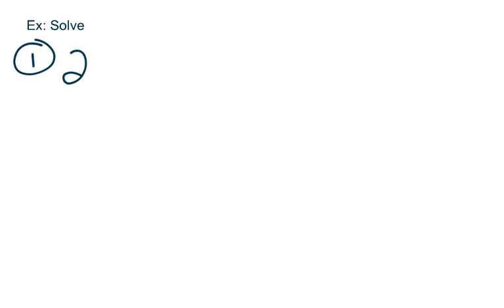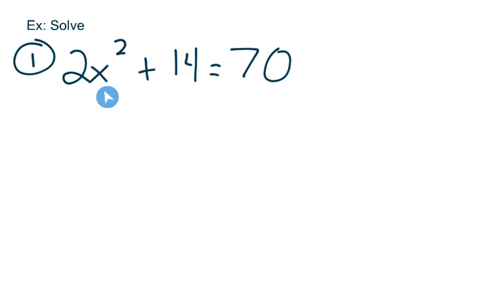So how about 2x squared plus 14 is equal to 70. Now, like I said, since we just have x squared, we don't necessarily need this to be equal to 0. But when we get into more complex things, then it will need to be able to equal 0. And it's really not that difficult to make it equal to 0, and I'll show you how to do that a little later.